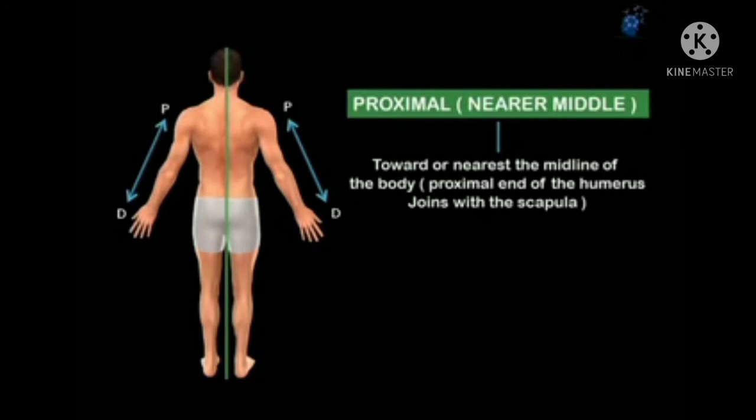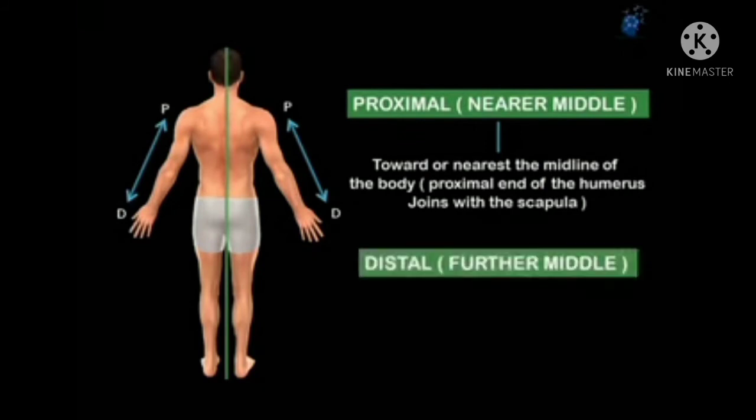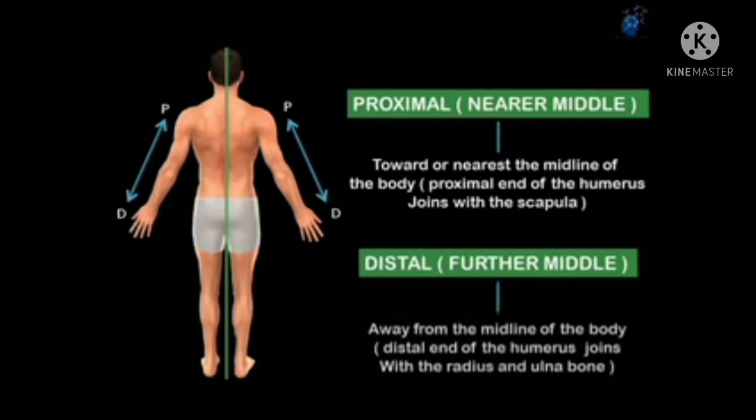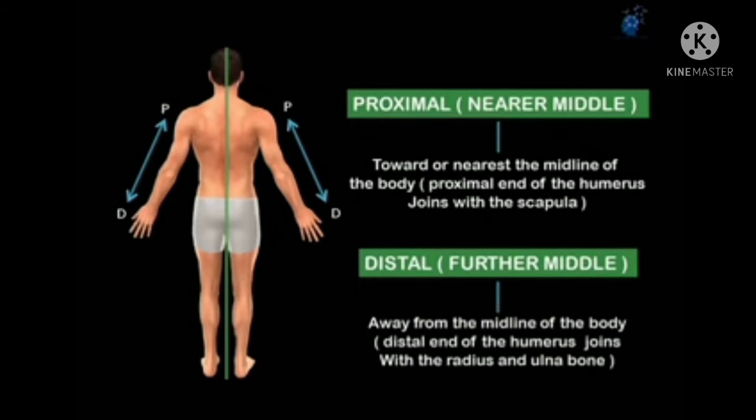Now we will discuss the distal, which is further from the midline, away from the midline of the body. The distal end of the humerus joint with the radius and ulna is an example of the distal part of the arm, as you can see clearly on your screen.